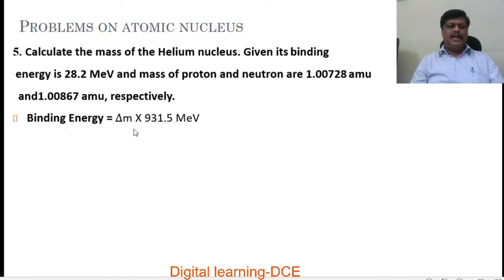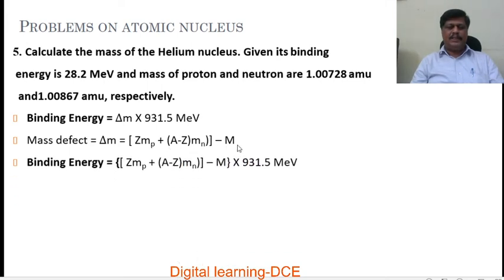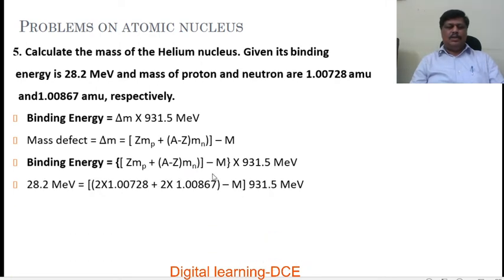We know that binding energy is equal to mass defect delta M in AMU into 931.5 MeV. So mass defect delta M is equal to Z into Mp plus (A minus Z) into Mn minus capital M, that is mass of the nucleus. So binding energy is equal to mass defect in AMU into 931.5 MeV. Here binding energy is given as 28.2 MeV, and the helium nucleus is 2He4.